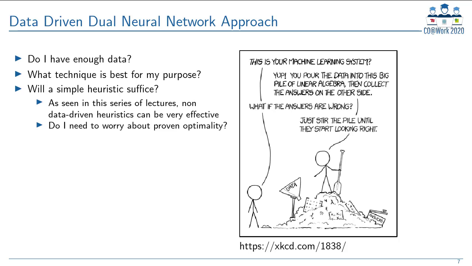Also, in the case of data-driven approaches, ask yourself if a simple heuristic will suffice. Simple heuristics are often surprisingly effective for practical problems. In addition, how important is an optimality guarantee for your specific purpose? For instance, for our problem, we did not begin our data-driven approach until our rolling horizon approach was complete, and in both cases, an optimality guarantee is simply not on the table.